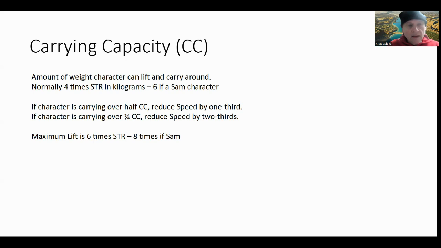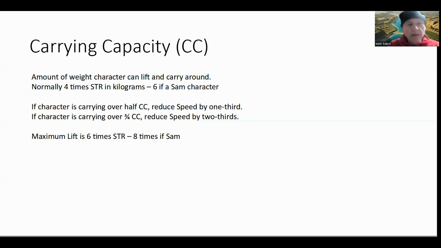Carrying additional burden does have an effect on the speed of the character. And again, this is really only applicable in a melee or combat situation. In general adventuring, if you're not involved in combat, you really don't need to pay much attention to this.